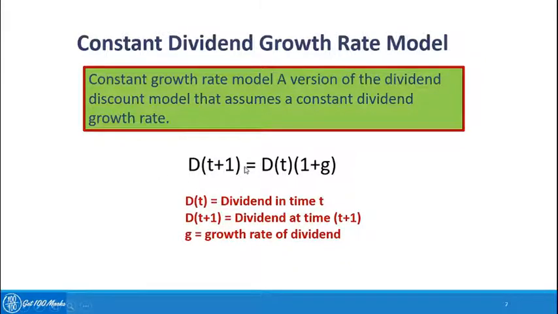This dividend is calculated by multiplying the dividend in period 0 with 1 plus G. Why 1 plus G? Because we have primarily multiplied current year's dividend with the growth rate of the dividend, which is G. G determines the growth rate of the dividend.